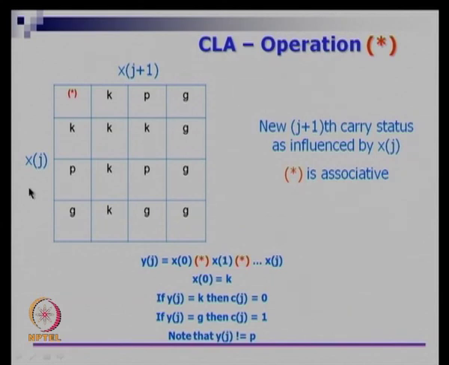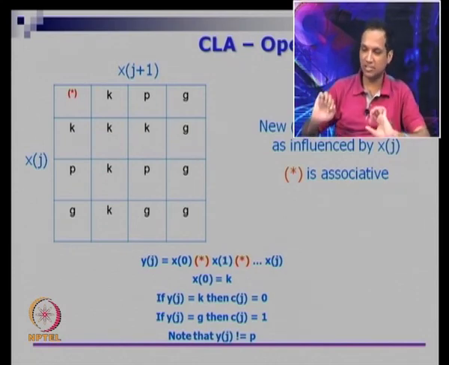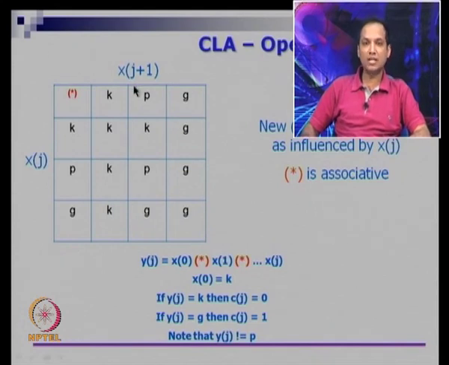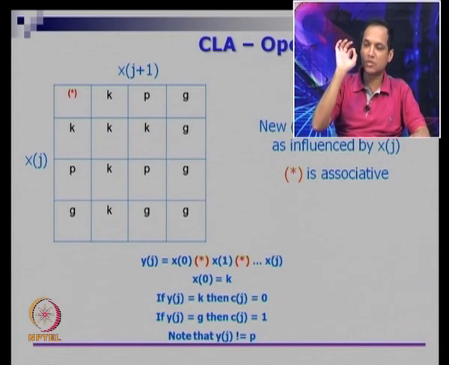And if I look at the x of jth stage, again it would have taken A of j and B of j, and I would have had either a kill, a propagate, or a generate for that stage. Now, since the j plus 1th stage is following the jth stage, I am going to look at what happens in the columns here. So, let us say the j plus 1th stage says it is a kill, which means A of j plus 1 is 0 and B of j plus 1 is 0. So, this stage is generating a kill.